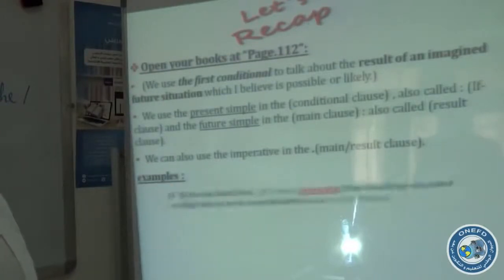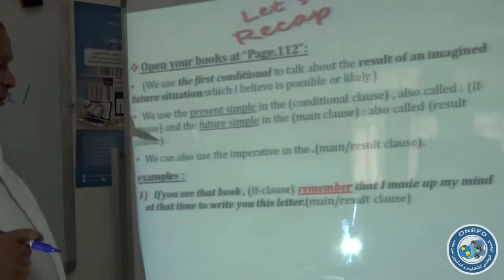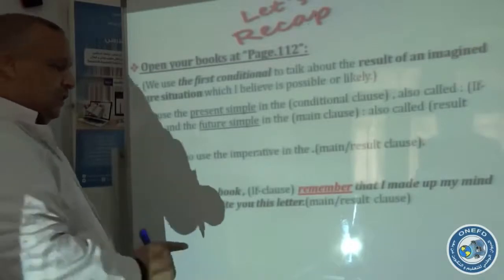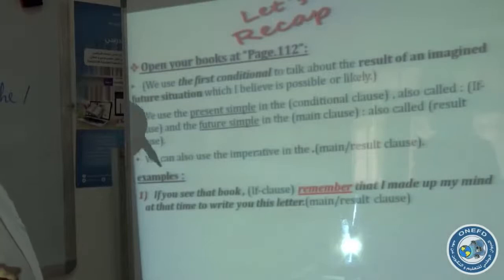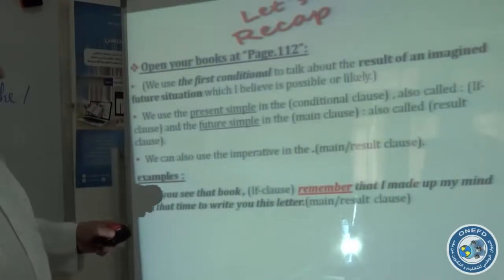Examples. If you see that book, this is the if clause. The result clause, what is it? Remember that I made up my mind at the time to write you this letter. And this is what we call the main or the result clause. So let's repeat the sentence again. If you see that book, remember that I made up my mind at that time to write you this letter.